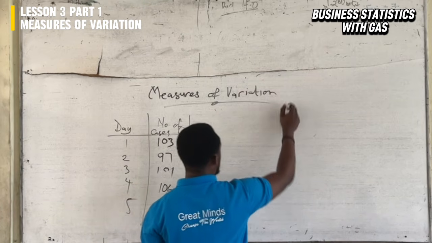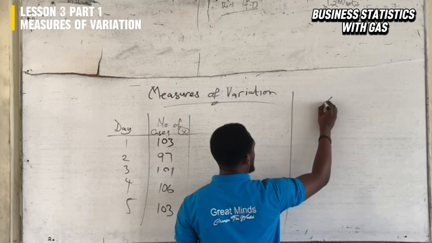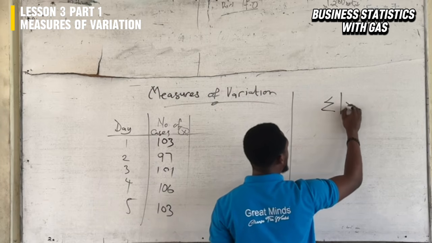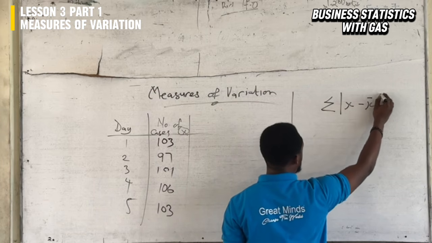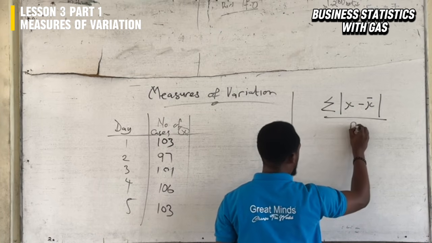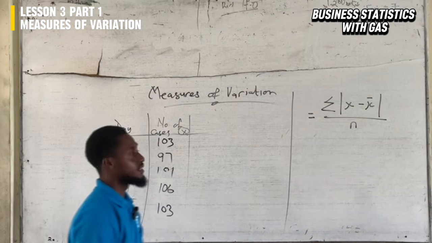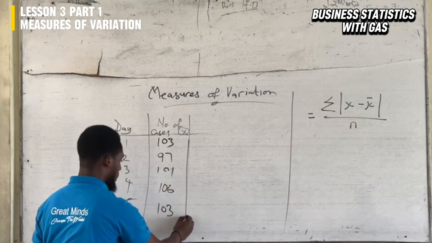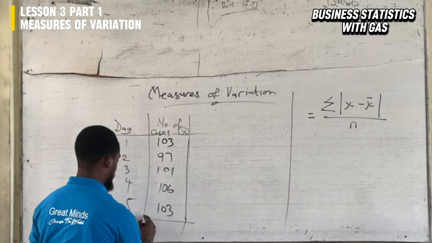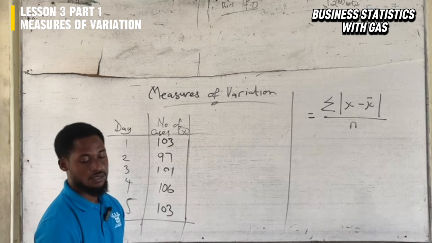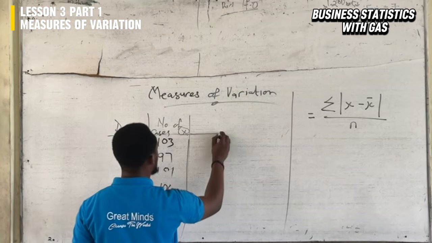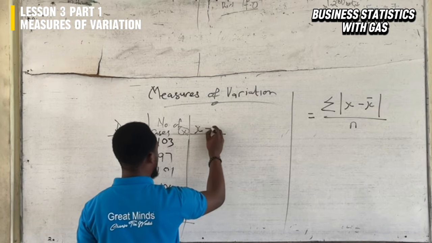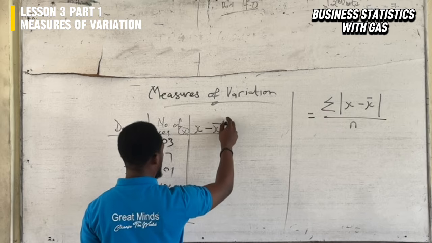Now let's go to the formula. The formula is sigma, absolute value of x minus x bar, over n. This is the formula. We have our x values here, so what we are doing now is x minus your x bar.